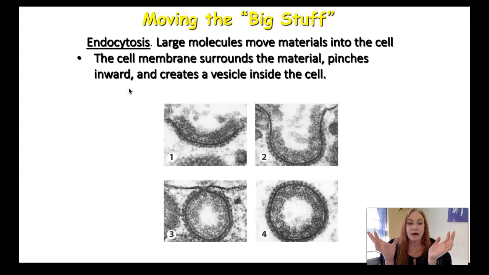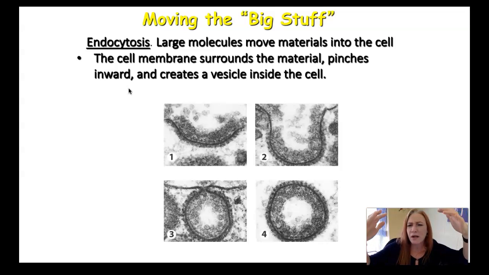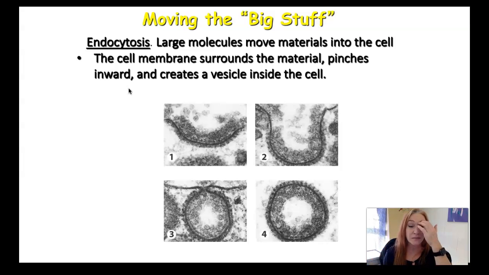They will surround a macromolecule or a smaller cell or a bacterium, if that's what they're eating. They'll surround it with their own plasma membrane, pinch it off, and then they'll move it in to digest it. It's pretty cool. So that's endocytosis. Endo into cyto, cell into the cell.